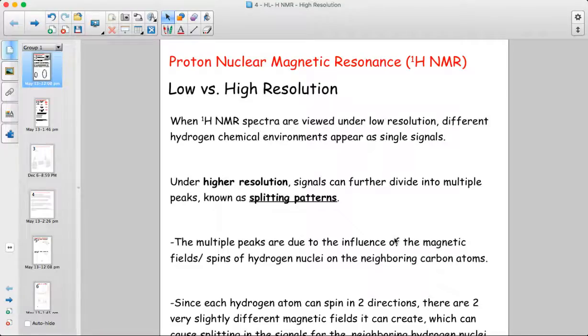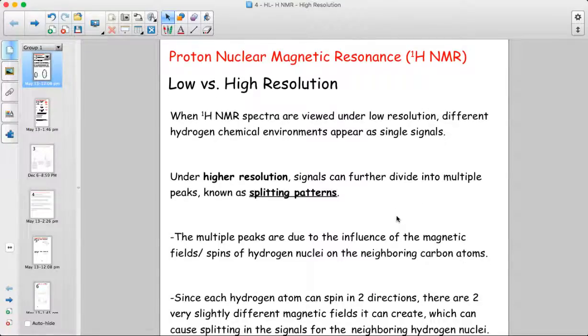Okay, low versus high resolution proton nuclear magnetic resonance. So we looked at HNMR spectra already, but so far all we've really cared about are the low resolution spectra. In a low resolution HNMR spectrum, each chemical environment for hydrogen just appears as a single signal, like one peak represented as a single line or one triangle-looking peak.